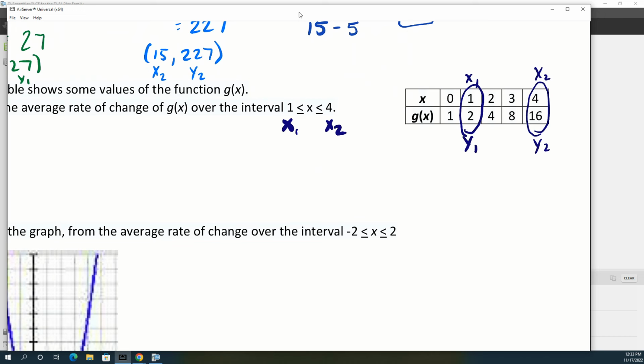So we're ready to go ahead and do our fraction and subtract the y's in the numerator and the x's in the denominator. Now this one doesn't turn out nice and pretty like the others. They just simplified perfectly. This one is a fraction. It's okay. Lots of slopes are fractions. It doesn't matter. So that should be the average rate of change.